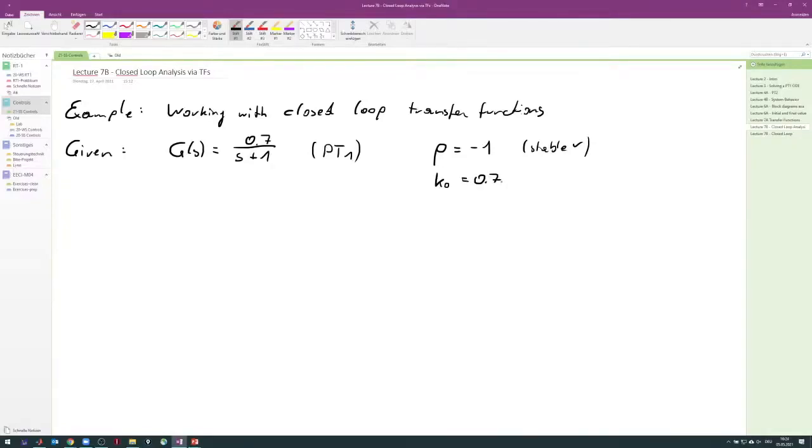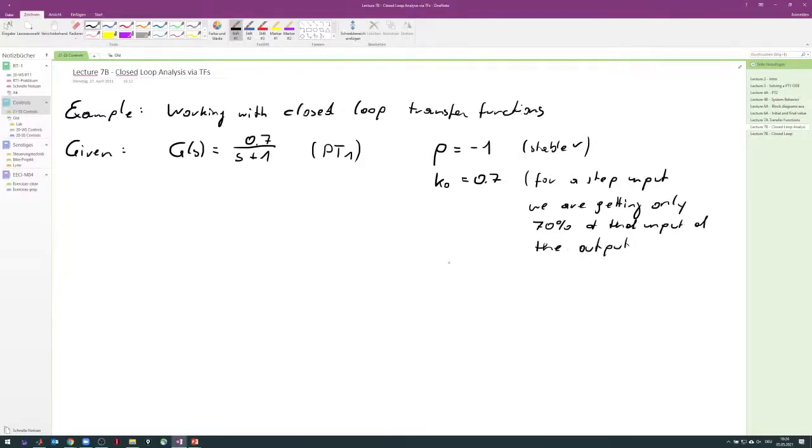What does that actually mean? That means for a step input, we are getting only 70% of that input at the output, right? In steady state. So what do I mean with that? I mean this guy here.